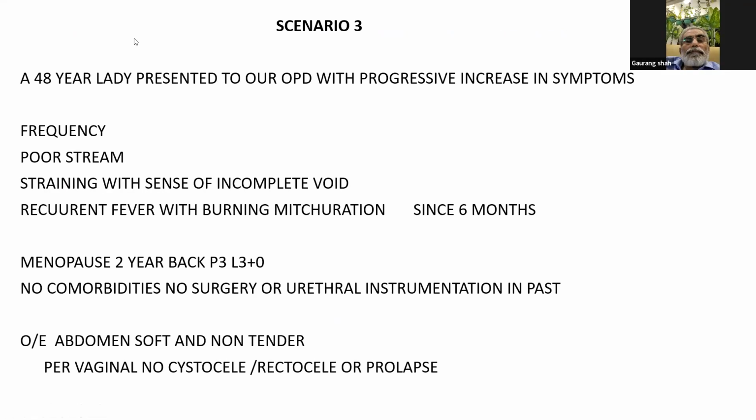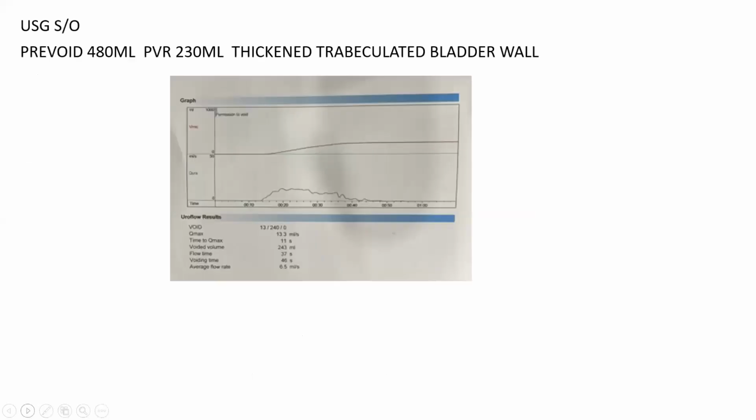Paras, go ahead. This is a case of a 48-year-old lady presented to our OPD with progressive increase in lower urinary tract symptoms: frequency, poor stream, straining with sense of incomplete voiding. There is history of recurrent fever with burning micturition in 6 months. Patient attained menopause 2 years back. Patient is para 3 with 3 living issues. There are no comorbidities, no surgery in the past or urethral instrumentation. On examination, abdomen is soft, non-tender. Per vaginal examination is normal. Ultrasound was suggestive of a prevoid of 480, PVR of 230 with thickened trabeculated bladder wall. The uroflowmetry is given. What next?